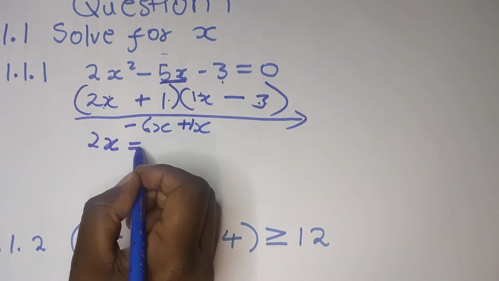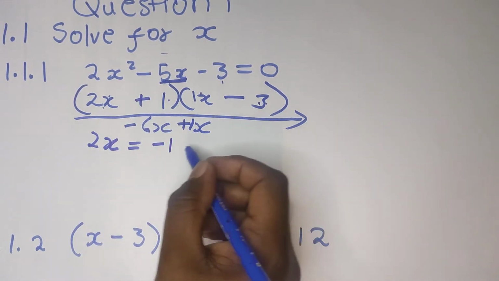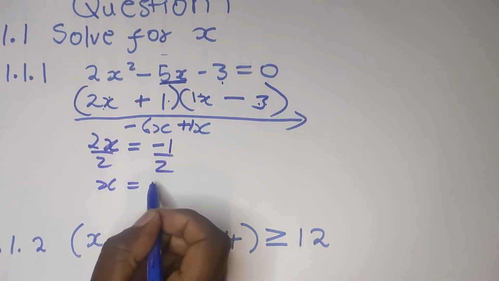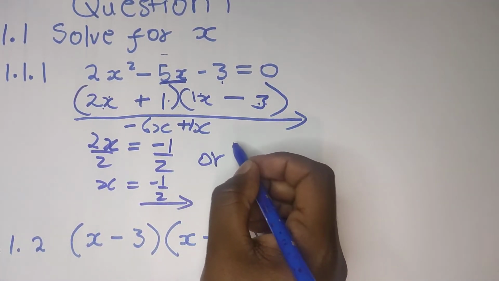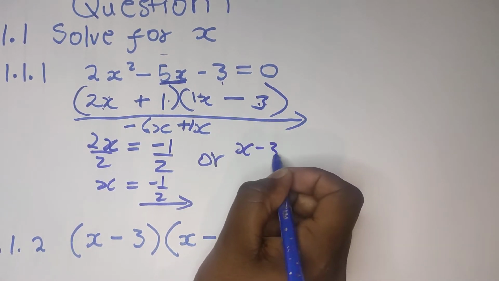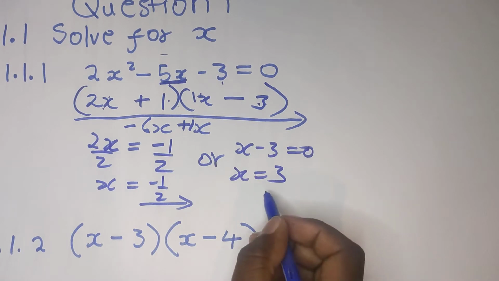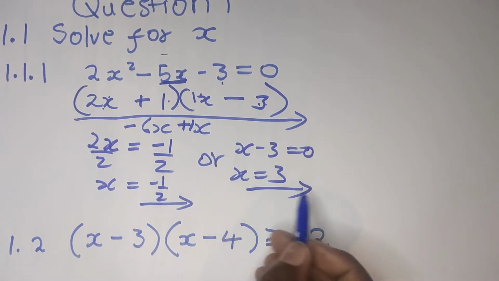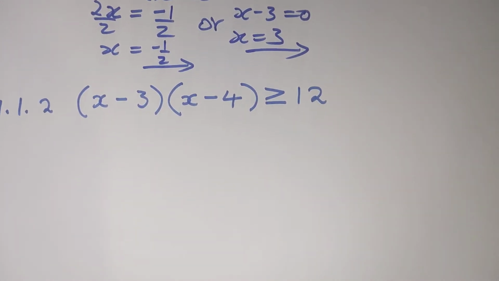2x is equal to minus 1. It's like you equate all of this to 0, and then you divide by 2. x is equal to minus 1 over 2. Or x minus 3 is equal to 0, which gives x is equal to 3. So this is your next term, next possible value of x.